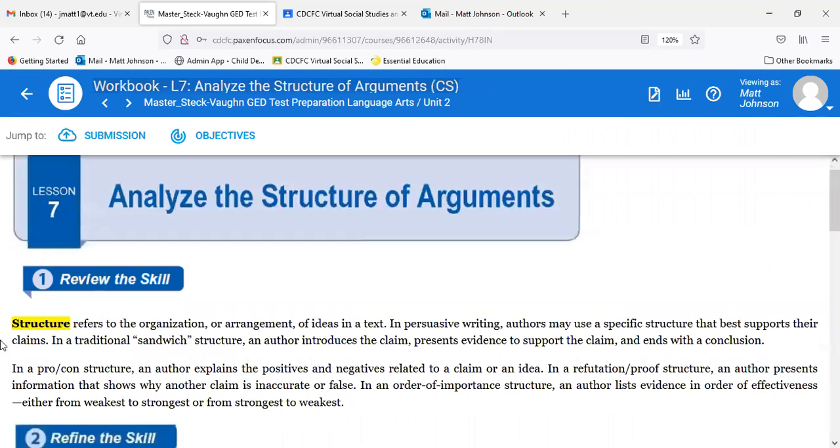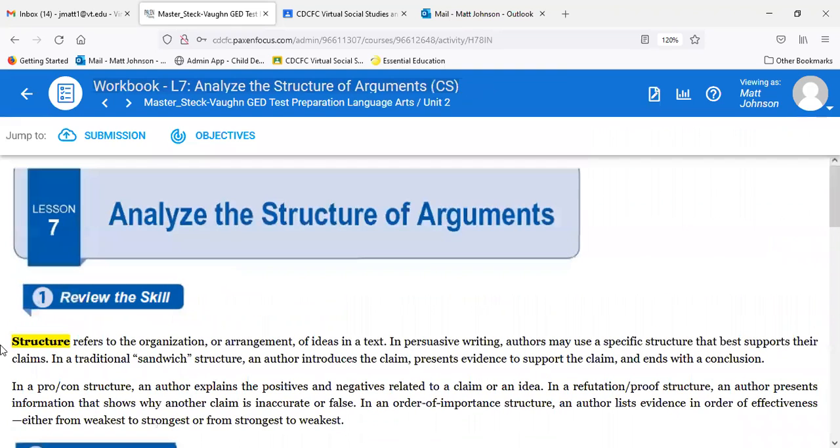And on to the workbook. It says structure refers to the organization or arrangement of ideas in the text. So it applies to the entire text. It applies to how you format your argument. In persuasive writing, authors may use a specific structure that best supports their claims.